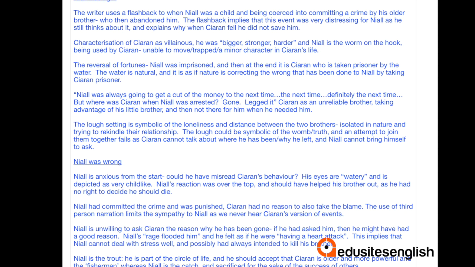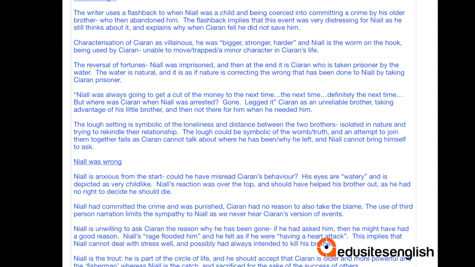And then thinking about why Niall was wrong to leave his brother to drown. He's anxious from the start, his eyes are watery, he's not very reliable. Niall had committed the crime and was punished. Kieran had no reason to also take the blame. So the use of third person as a method to limit the sympathy to Niall, and you never hear Kieran's version of events. Niall is unwilling to ask Kieran the reason why he has been gone.